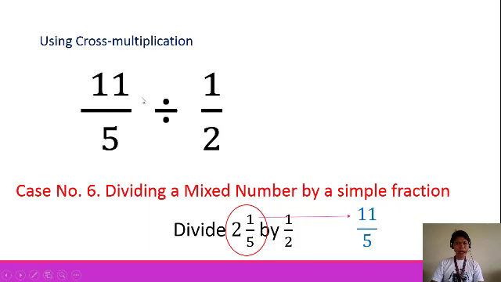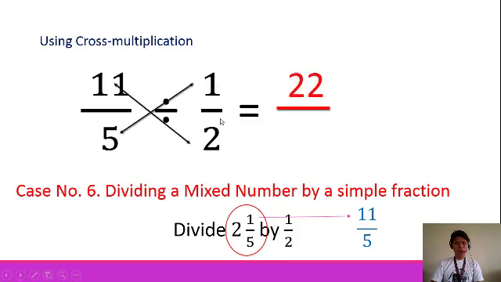So by cross multiplication, 11 over 5 divided by 1/2, so 11 times 2 is 22. And then 5 times 1 is equal to 5. 22 over 5, or you can rewrite this as a mixed number. 22 divided by 5 is 4. And then 5 times 4 is 20. There is a remainder of 2.